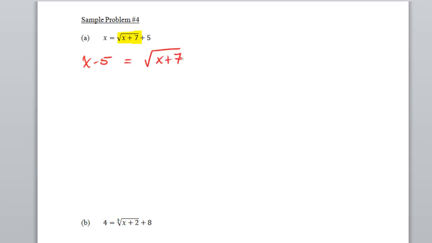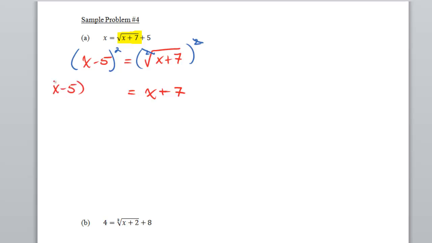And now that I have the radical isolated, again, my objective is to square it to eliminate it. Now, when I square this, I also have to square the other side, and this is where we get a little bit of a special circumstance. You have to square that whole x minus 5 together. So we'll have this root and this power cancel each other out, leaving me x plus 7 over here. However, on the left side we have x minus 5, which is a binomial that's being squared.